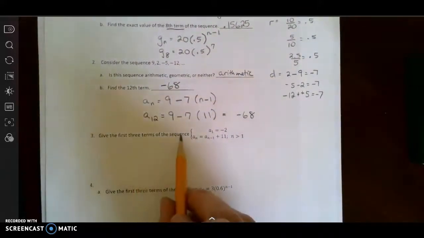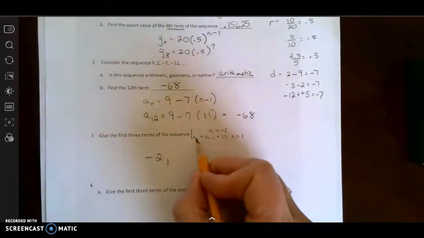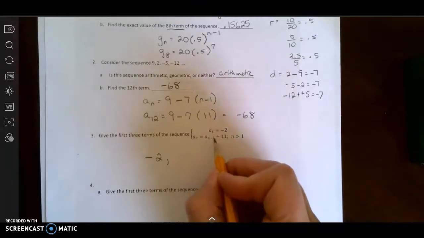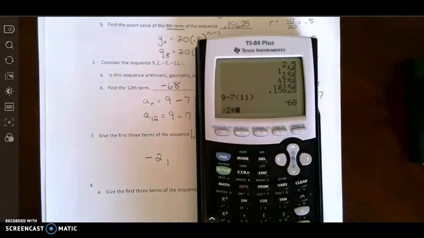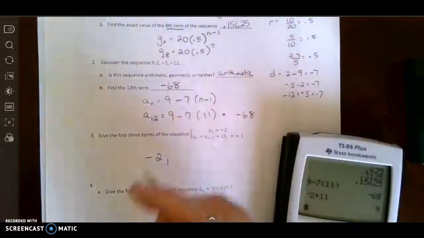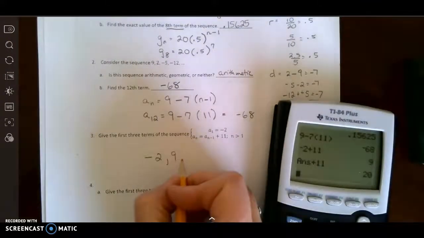Give the first 3 terms of this sequence. The first term is negative 2. It says take the previous term and add 11. So I can use my calculator. Negative 2 plus 11, I get 9. Add 11, and I get 20.